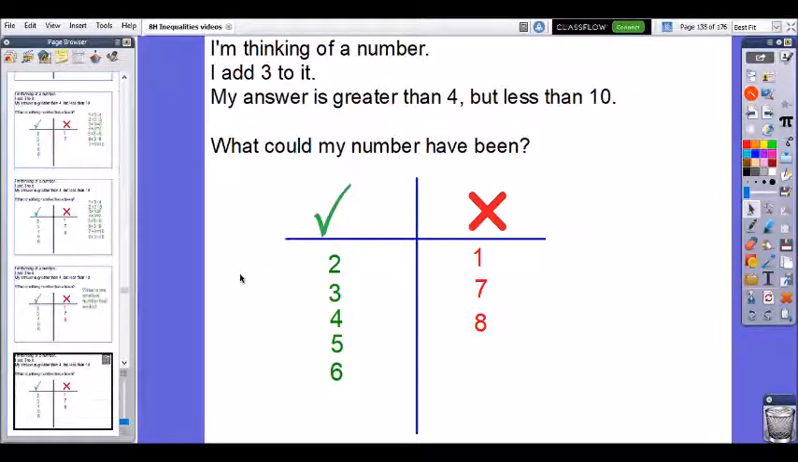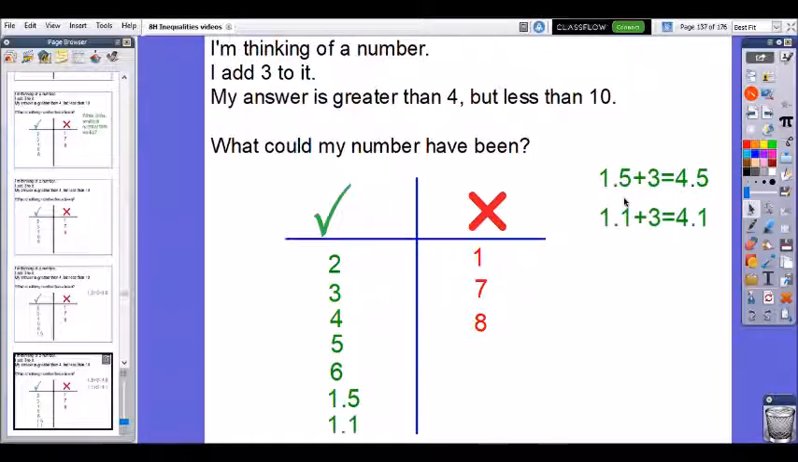What about something like 1.5? If I've done 1.5, add 3, well, that equals 4.5. 4.5 is still greater than 4, so I can say that 1.5 does fit this problem. I can get smaller than 1.5. I can go 1.1, for example. That will give me an answer of 4.1. So 1.1 does fit this problem.